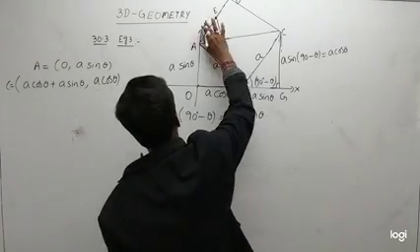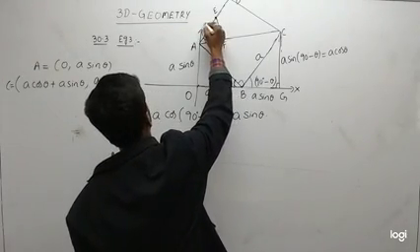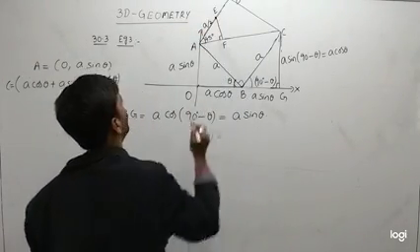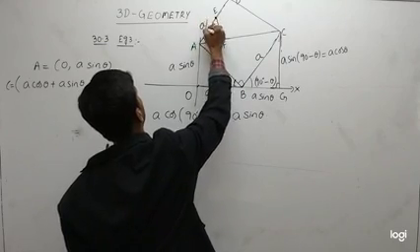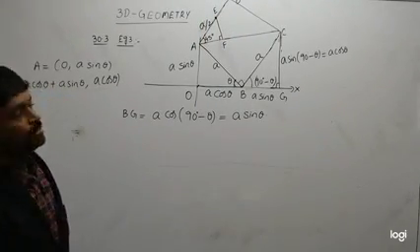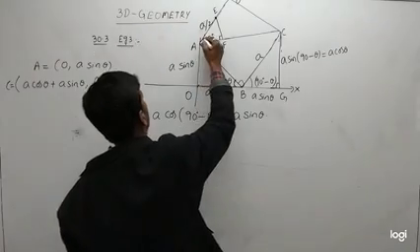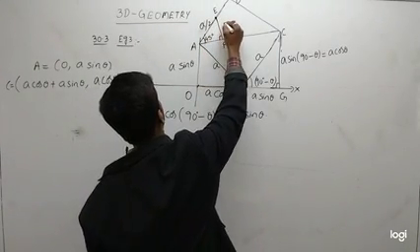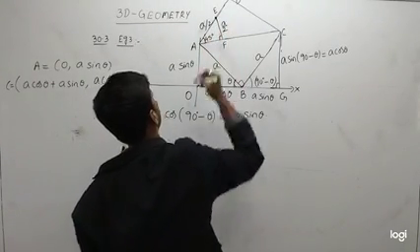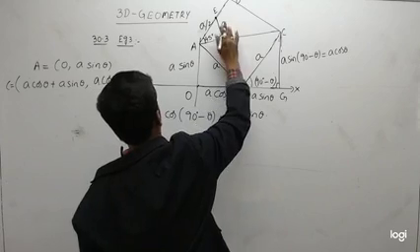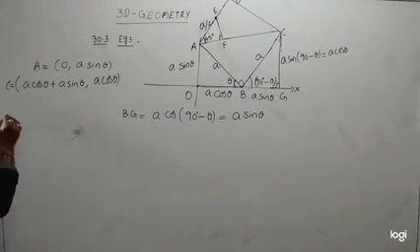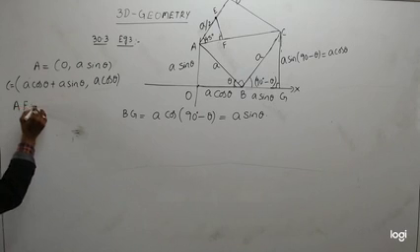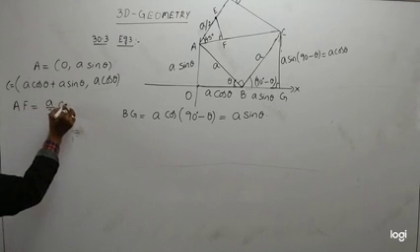Next. As E is the midpoint of AD, this AE length is half of A, which is nothing but A by 2. So this angle is 45 now. This EF length becomes what? A by 2 into sine 45. EF length is A by 2 into sine 45. Similarly, AF length is A by 2 into cos 45.